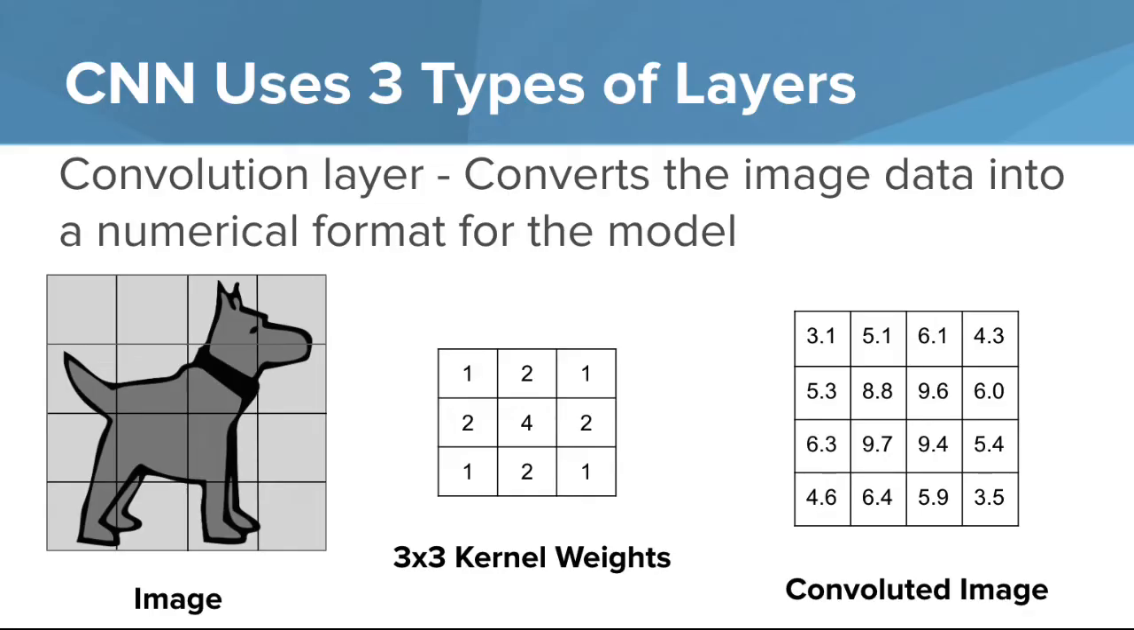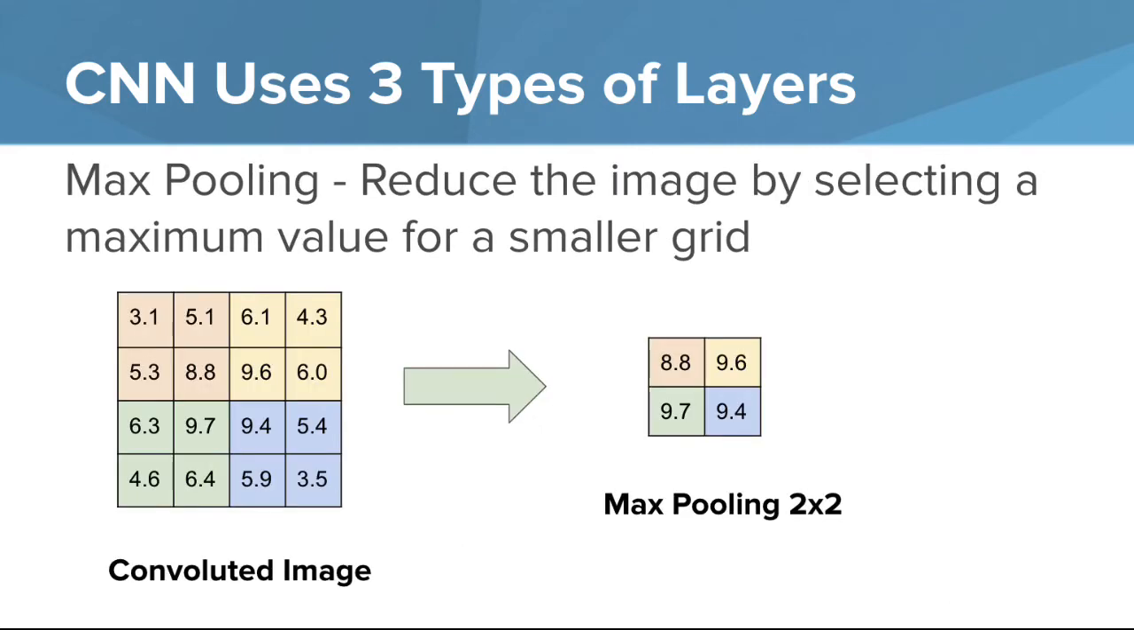Convolutional neural networks use the same sequential models that you saw earlier, where layers are processed in sequential order. A convolutional neural network uses three new layer types. The first new layer type is a convolutional layer. The convolutional layer transforms the image data into a numerical format for the model by processing it through a weighted matrix known as the kernel. The second new layer is called a max pooling layer. Max pooling reduces the convolutional layer data by selecting a maximum value for a small region of values.